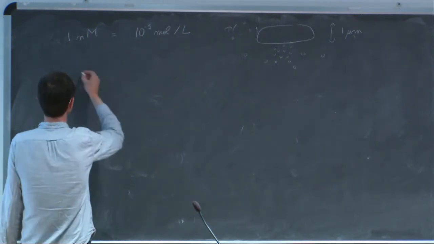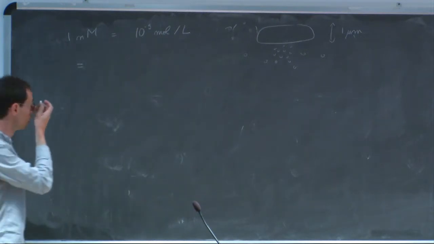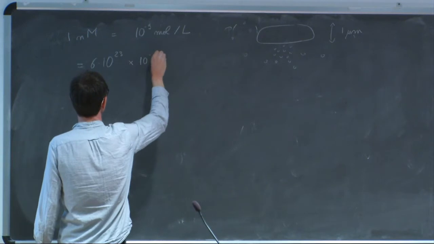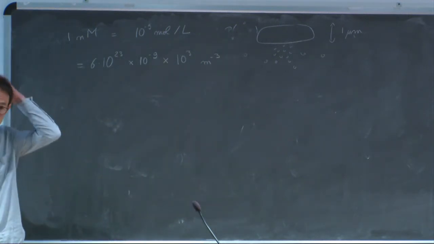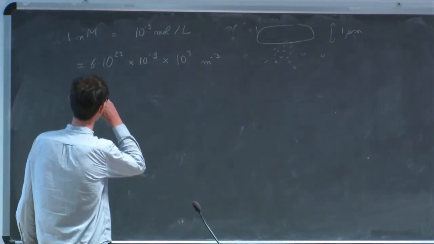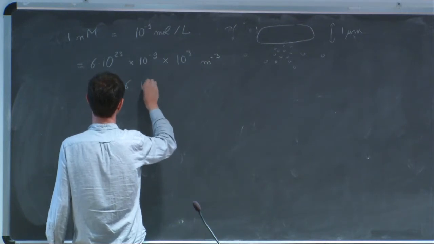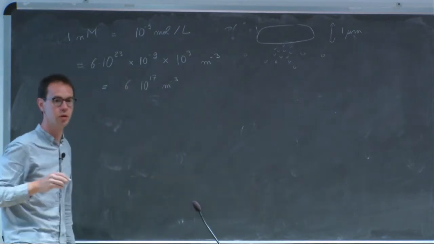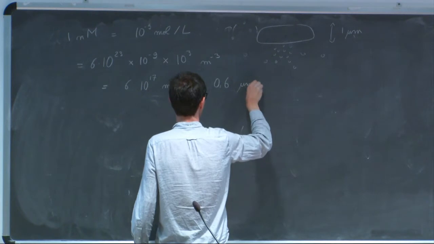Okay, I'm going to give you the answer. You can calculate this, of course. You have moles per liter, you can convert that into molecules per cubic meter. How do you do this? Well, you have to multiply by Avogadro's number, and you multiply by 10 to the 3, because there are 1,000 liters in each cubic meter. So that's a big number, but that doesn't really tell me anything at the scale I'm interested in. So I can convert this into micrometers cubed.